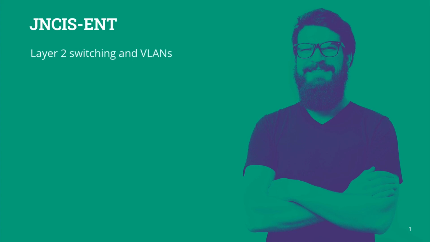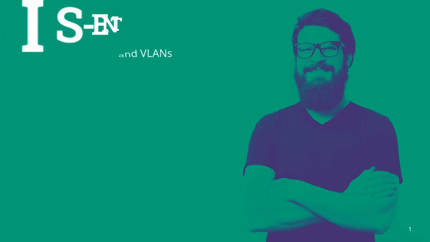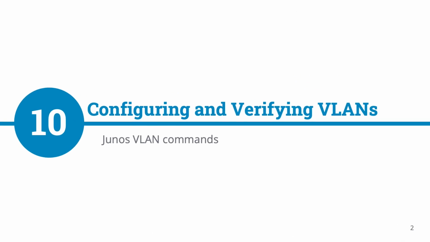In this section of the course, we're reviewing Layer 2 switching and VLANs, where we're covering Layer 2 switching mechanisms and Ethernet switching configurations in Junos. In this lesson, we'll be covering the configuration and monitoring of VLANs in Junos.